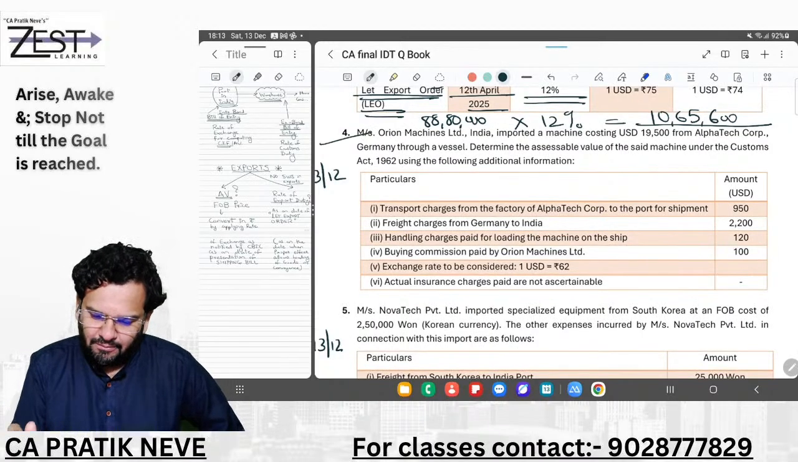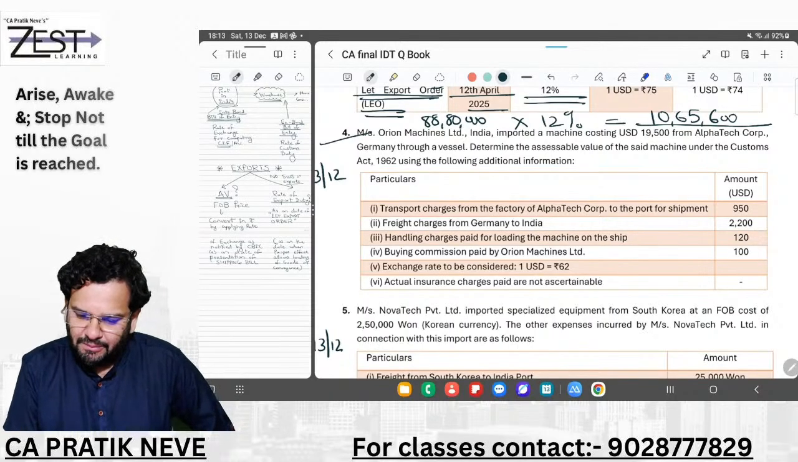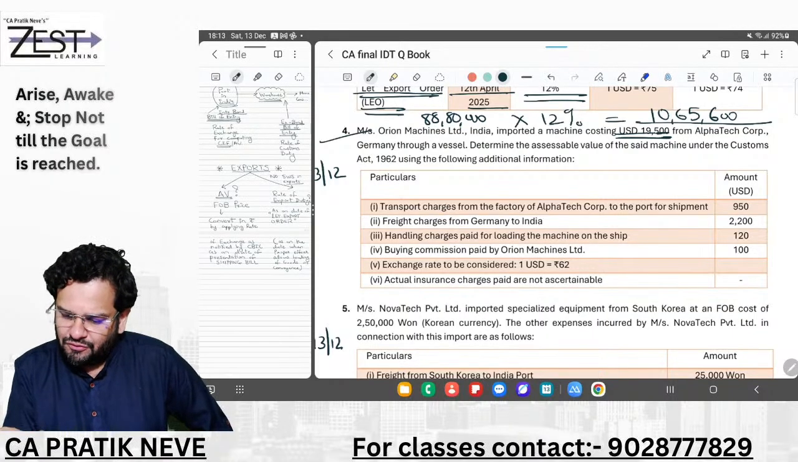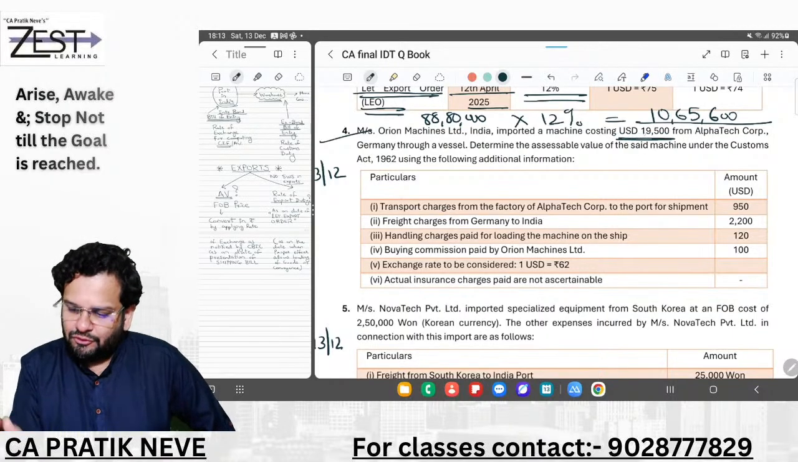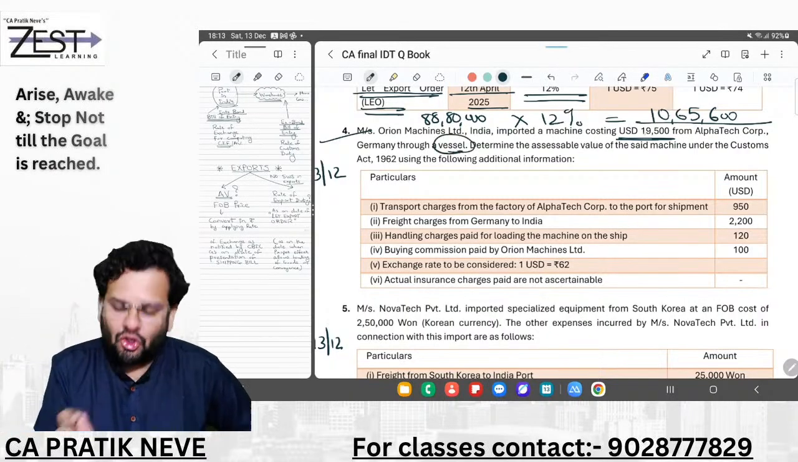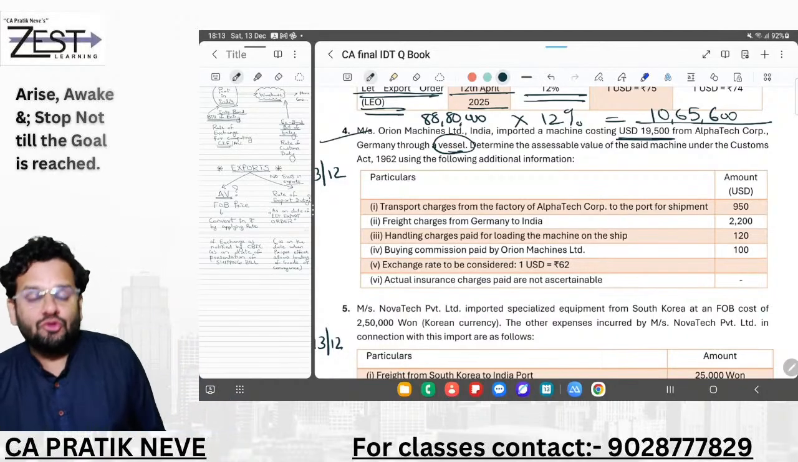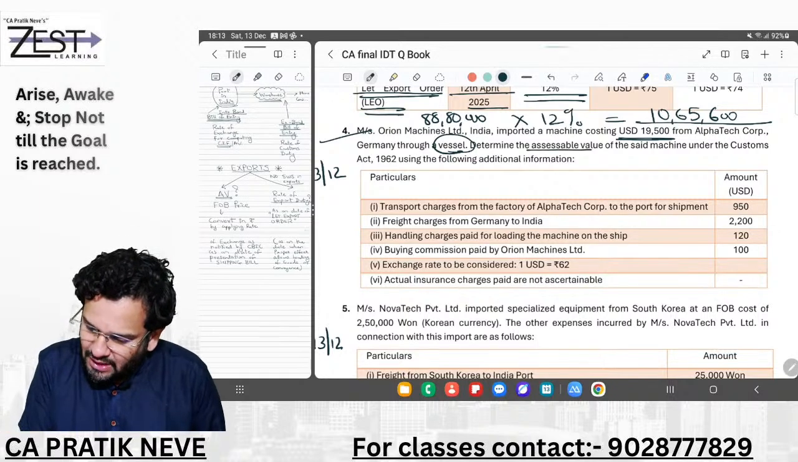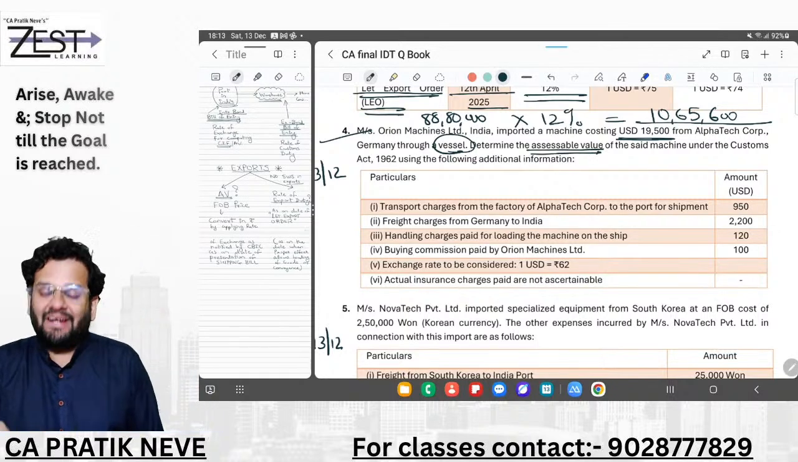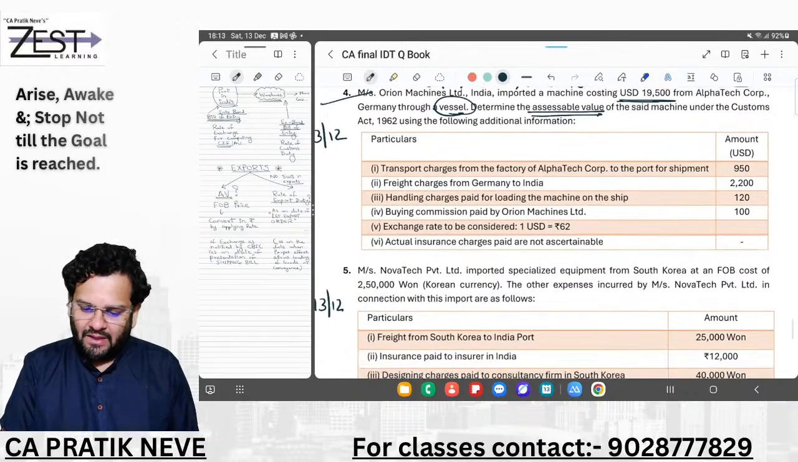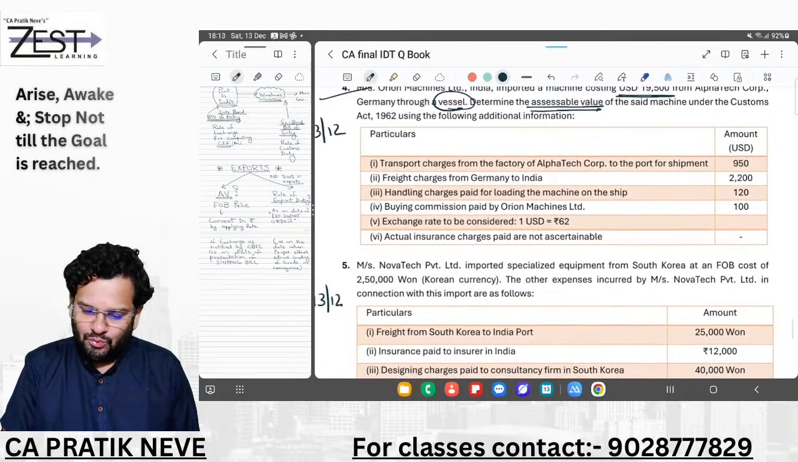Orion fourth sum. Orion Machines Limited, India, imported a machine costing 19,500 US dollars from Alphatech Corp, Germany, through vessel. Means it is not by air, it is through a ship. You have to compute the assessable value of the said machine under the Customs Act. Okay, let's calculate assessable value.